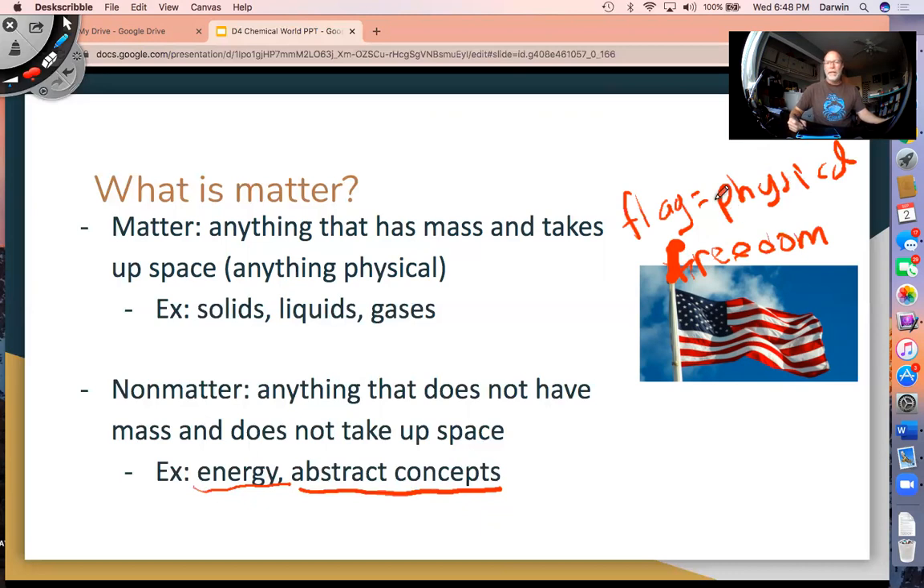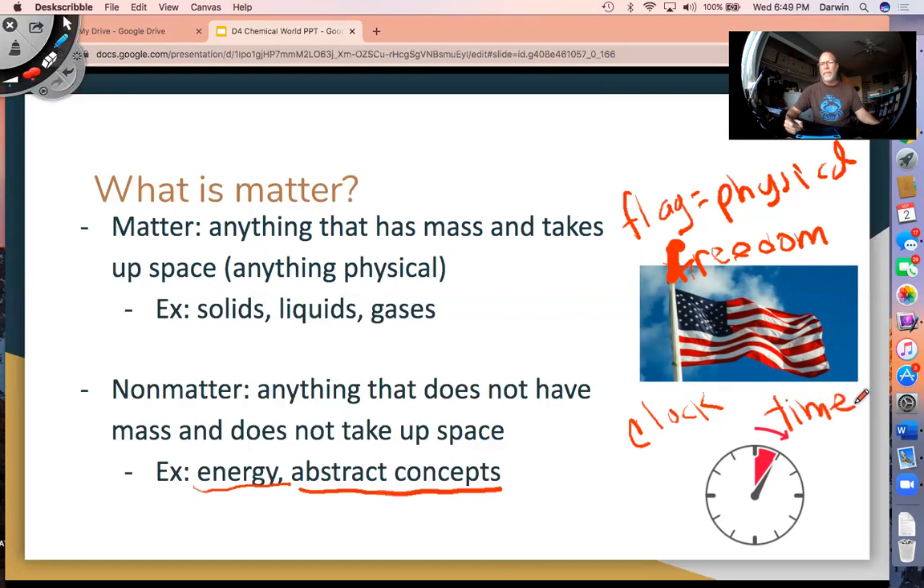So freedom, ladies and gentlemen. Freedom would be an abstract concept that's just kind of up in the mind somewhere, an idea, and an idea is an abstract concept. Something else that's an abstract concept would be time. What is time? Can I grab onto time? Does time have substance? No. A clock is matter. But time, the actual idea of time, is abstract and it's non-matter.